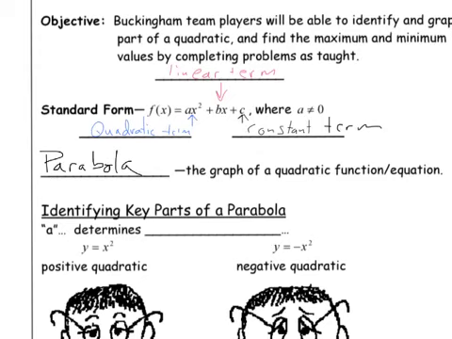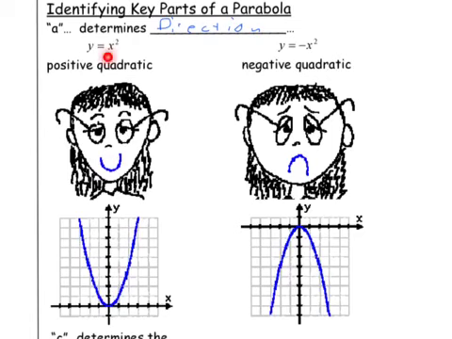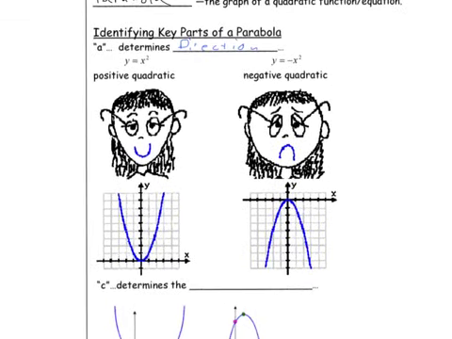And the a determines the direction. So this little a term right here in the front, in your quadratic term, determines the direction. What I mean by direction is which way it is pointing. So here's how you could think about it. If the a is positive, you can imagine somebody smiling, because positive, happy, and so it goes up. If it's negative, you can imagine them frowning, and so it goes down. That's how you can remember what the a does.